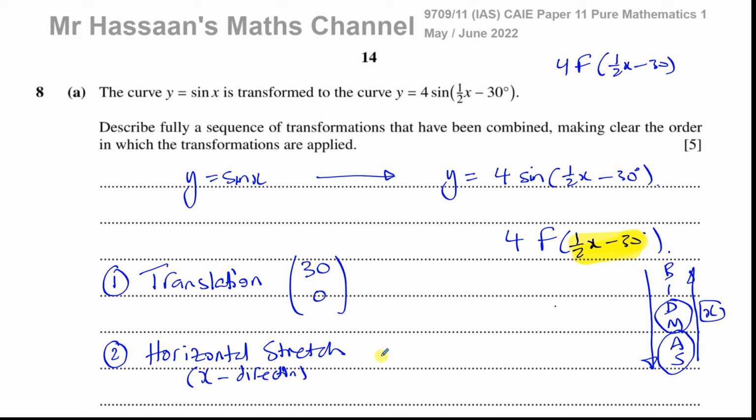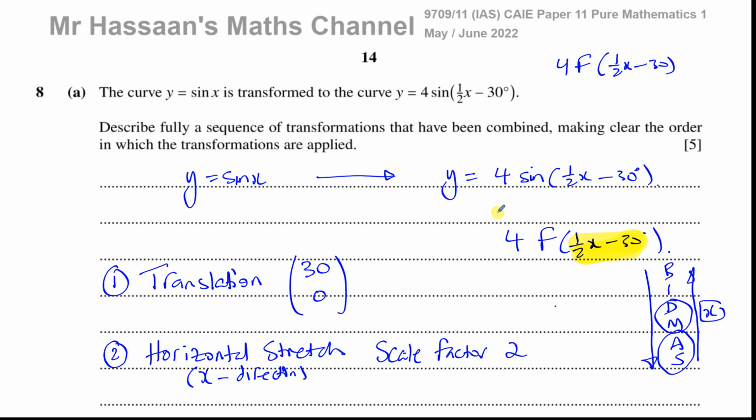And the scale factor is always the reciprocal of the number that's multiplying x. It's always opposite when it's inside. This is minus 30, so the translation is positive 30. If it's a half x, the scale factor is going to be 2. It's going to be the reciprocal of a half. Okay, that's when we're dealing with things inside the function.